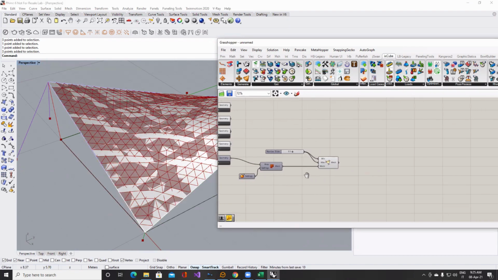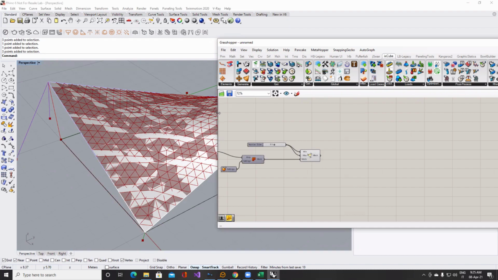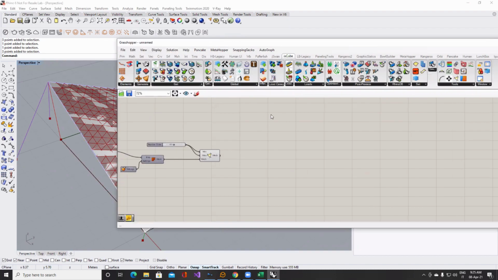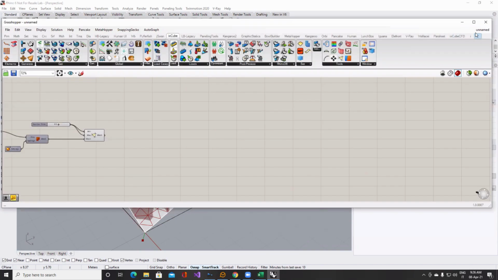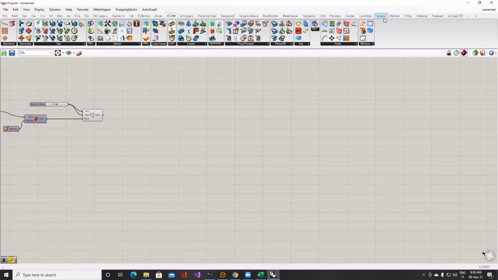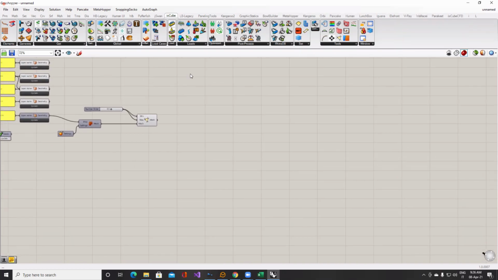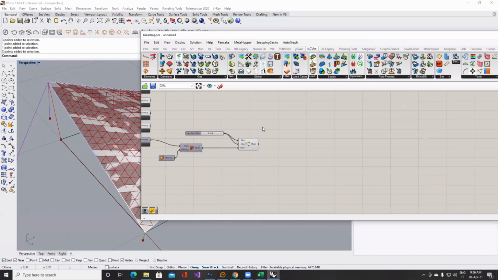Well, luckily we have tools to detect the boundary. There are so many tools inside Grasshopper to detect the boundary, but there is one that you can also download. Let me see if I have it here. I don't have it. Okay, I don't have it, so I have to go by. Doesn't matter. Let's do it like this.